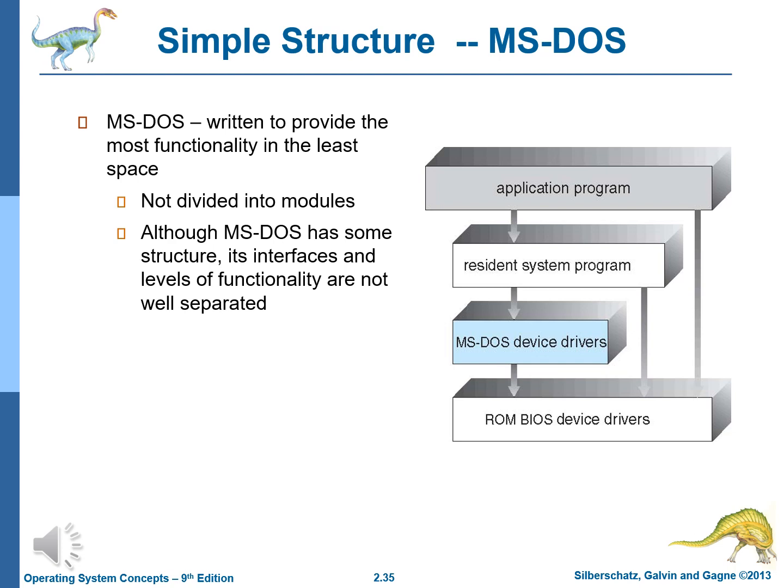In MS-DOS, the interfaces and levels of functionality are not well separated. For instance, application programs are able to access the basic I/O routines to write directly to the display and disk drives. Such freedom leaves MS-DOS vulnerable to errant or malicious programs, causing entire system crashes when user programs fail. Of course, MS-DOS was also limited by the hardware of its era, because the Intel 8088 for which it was written provides no dual mode and no hardware protection. The designers of MS-DOS had no choice but to leave the base hardware accessible.